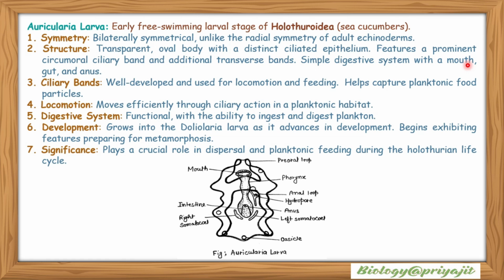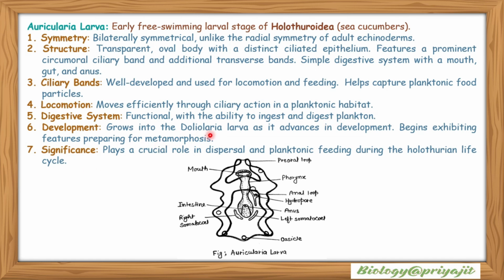A simple digestive system with a mouth, gut and anus. Ciliary bands: they have well-developed ciliary bands which are used for locomotion and feeding. It helps capture planktonic food particles. Locomotion: it moves efficiently through ciliary action in its planktonic habit. Digestive system: it is functional, with the ability to ingest and digest plankton.